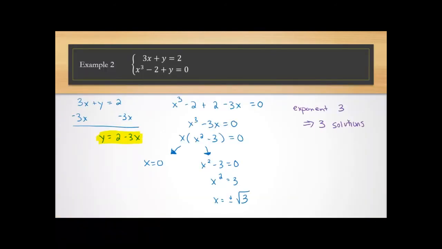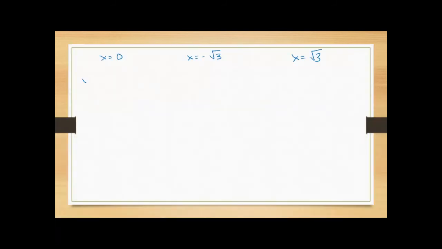So we have x values of 0, negative square root of 3, and positive square root of 3. And we are plugging this into y equals 2 minus 3x. So y equals 2 minus 3x. So it's going to be 2 minus 3 times 0, which is just 2. So we have one solution, which is 0, 2.